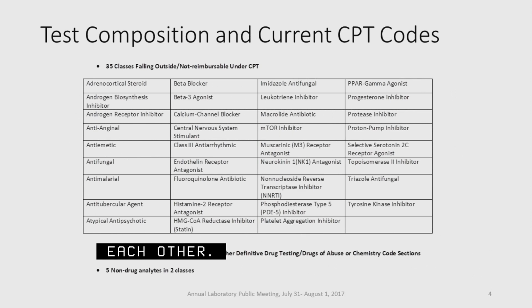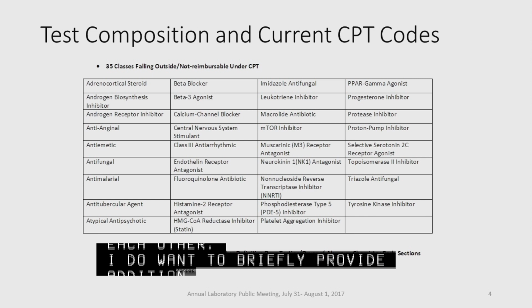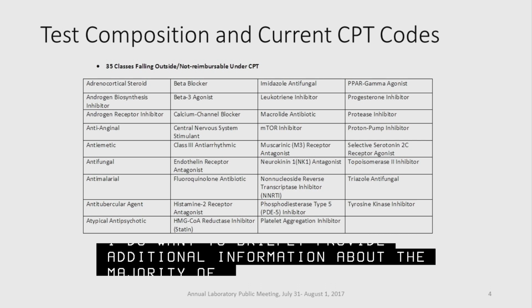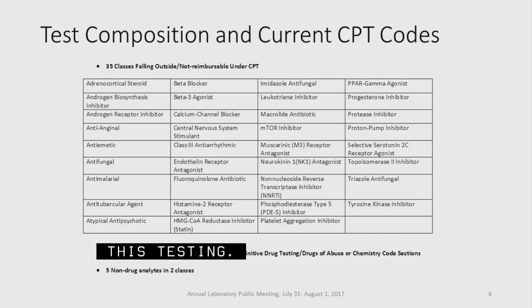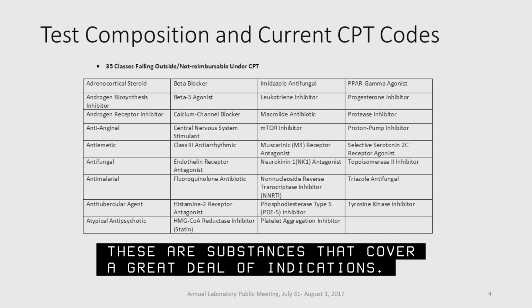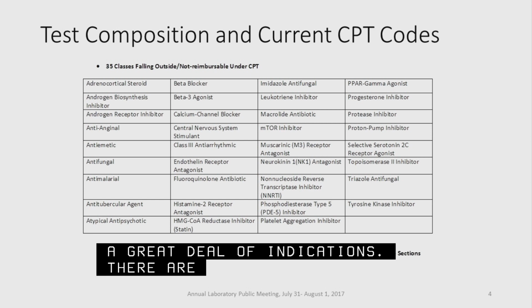I do want to briefly provide some additional information about some of the drug classes that we cover in this testing to give an idea of the complexity of this test. These are substances that cover a great deal of indications. There are, obviously, as you can see there, about 35 classes that fall outside of current CPT coding, which I will turn over to Joel to discuss in more detail.